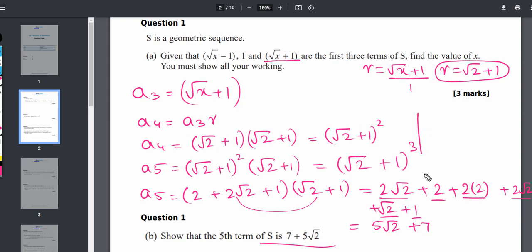So my fifth term will become equal to 7 plus 5 under root 2. So this is how I'll work out part B. So this is it for the geometric sequence. Now the next one that we have to cover is the quadratic sequence.